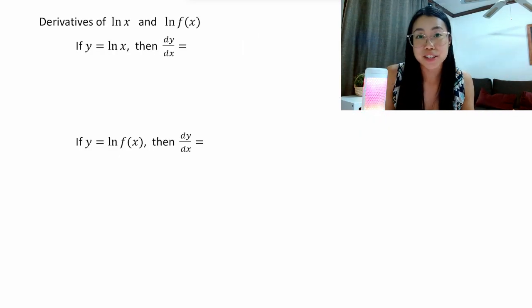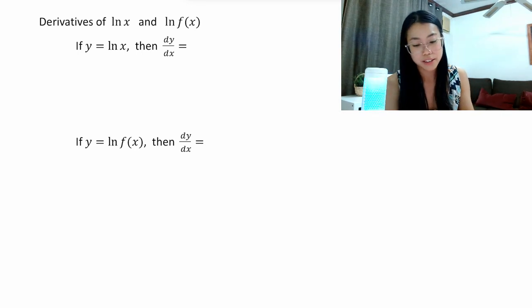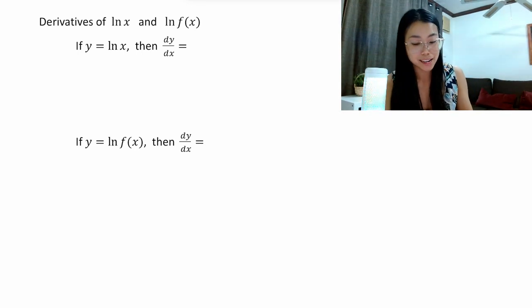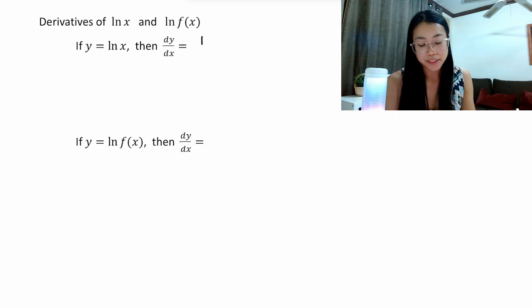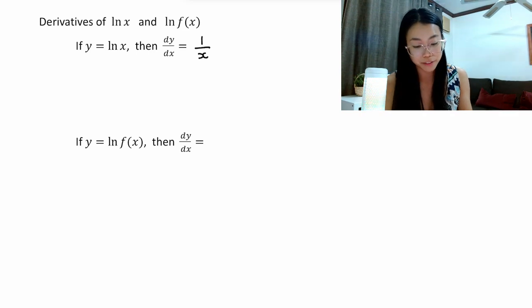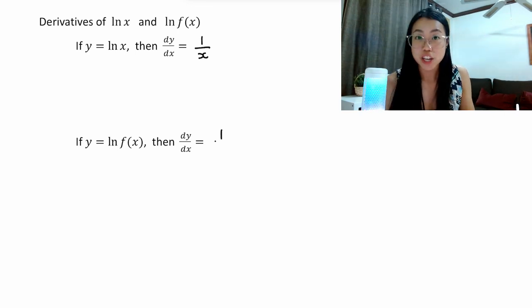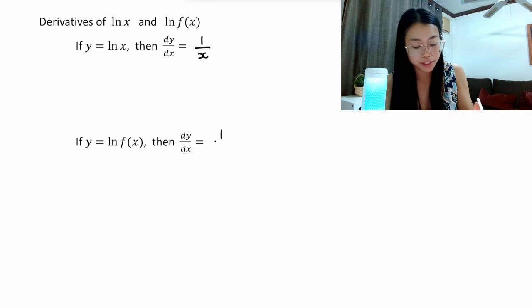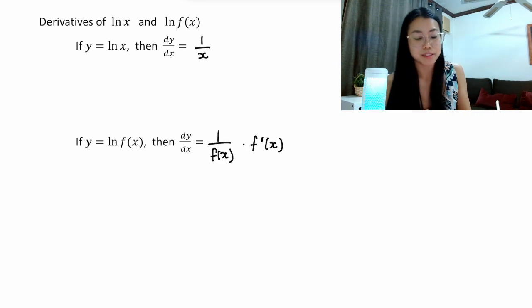Here's our next derivative rule. So this one has to do with the natural log function. So if I have y equals ln x, the derivative of that turns out to be 1 over x. If I have y equals ln of f of x, in other words, there's another function within my log function, then again, I want to apply the chain rule. So first I take the derivative of my outside function, which is going to be 1 over f of x. And then I want to multiply by the derivative of my inside function.